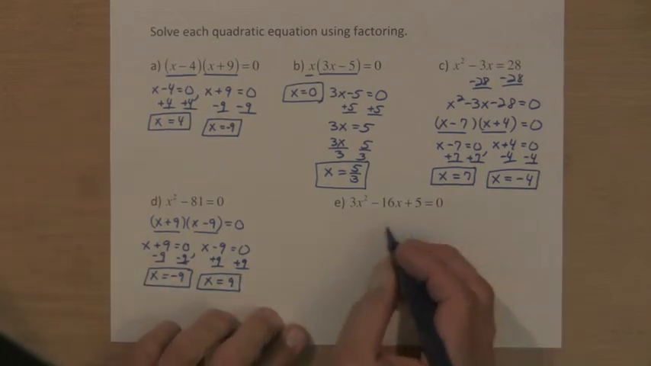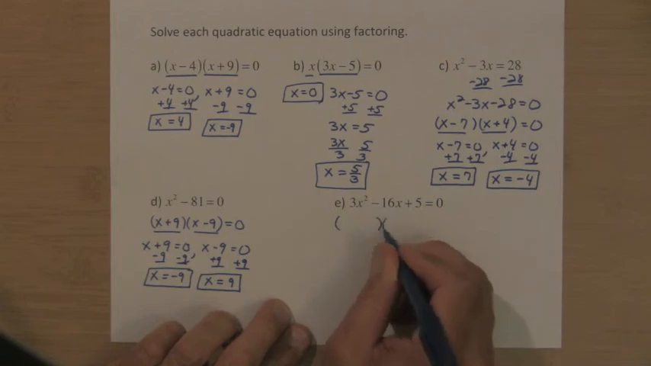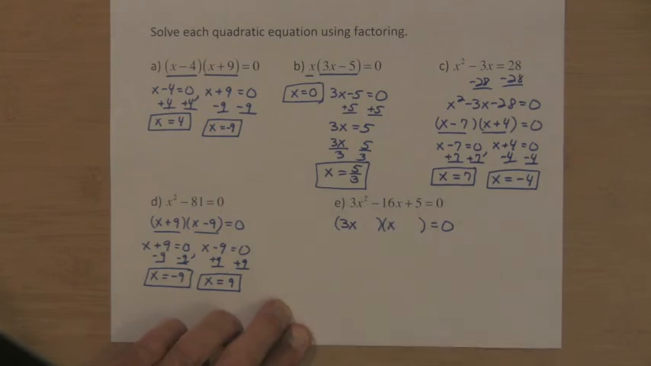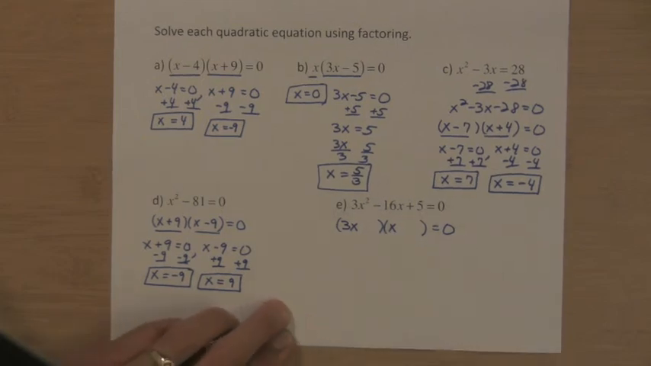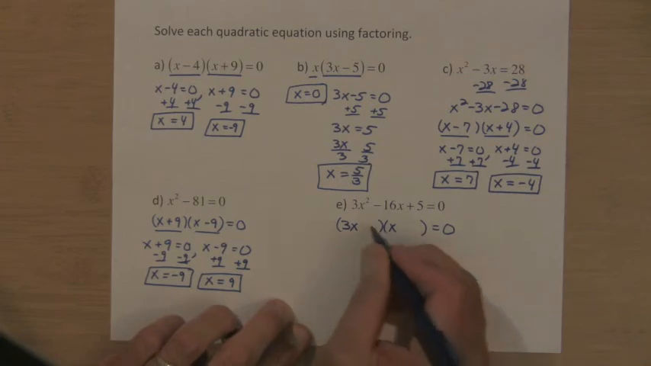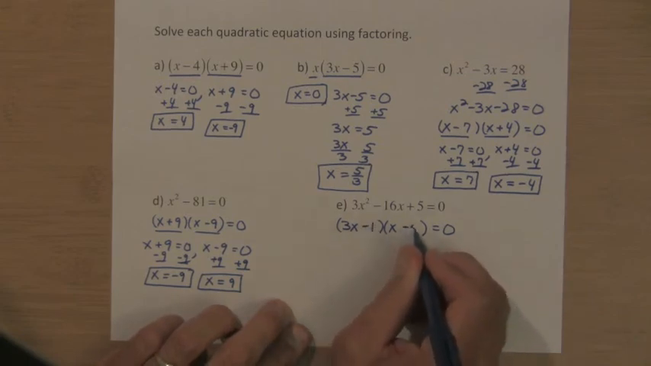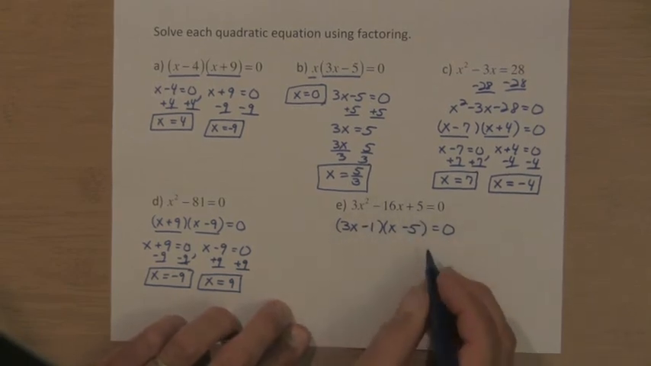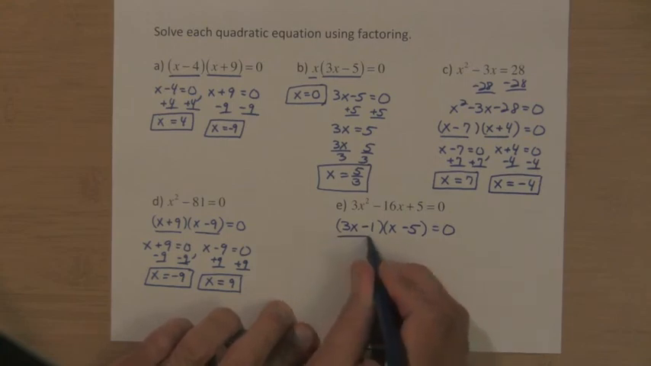Letter E, it equals 0. I need to factor it. So I put in my parentheses, and to get 3x squared, it's going to be 3x and x. That's going to be my 3x squared. I want minus 16x and plus 5. So I probably want to do a minus 1 and a minus 5, because that's going to be minus 16x and a positive 5. So I have my 2 factors.